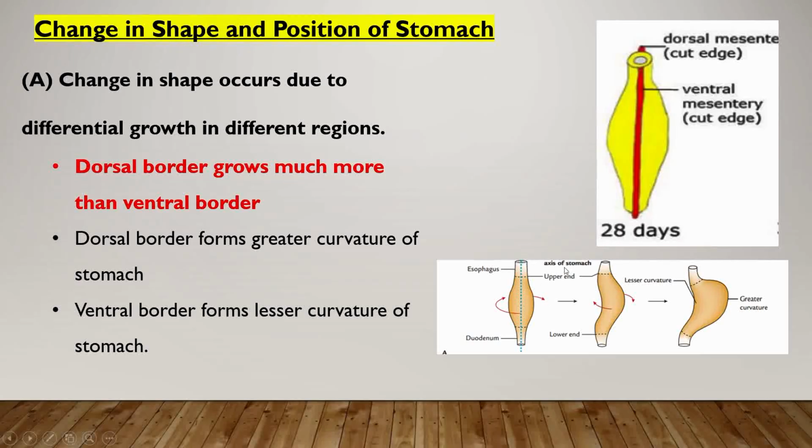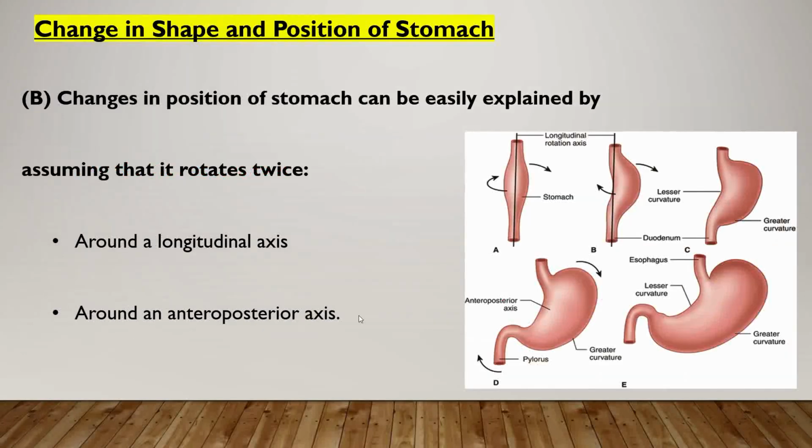So the dorsal border is growing more, and the ventral border is growing less. The dorsal border forms the greater curvature of the stomach and the ventral border forms the lesser curvature of the stomach. So these changes in shape are occurring due to differential growth in different regions. Now the change in shape of the stomach is also because of rotation. There are two rotations: one is around the longitudinal axis and another is around the antero-posterior axis.